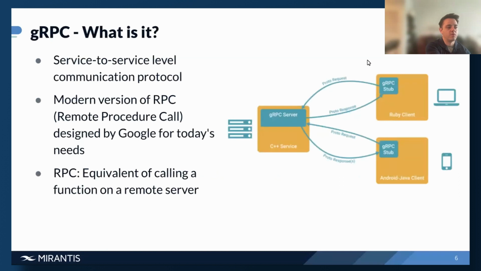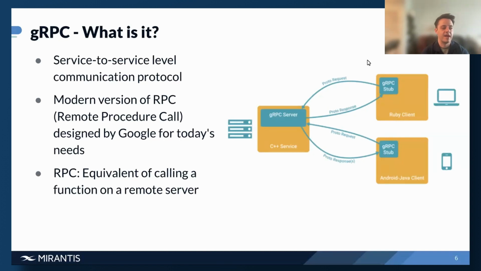So what is gRPC? At a high level, gRPC is a service-to-service communication protocol. What this would mean is, let's say you're Amazon and you have a product service and a cart service, and the cart service needs to talk to the product service. The user doesn't see that, but for those two services to be able to communicate with each other, you need a protocol to be able to do that.